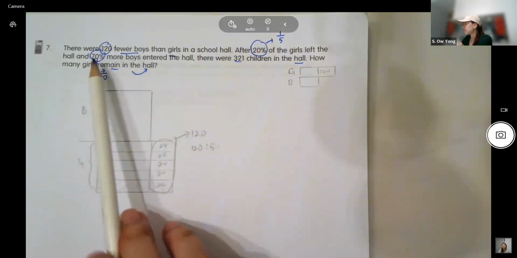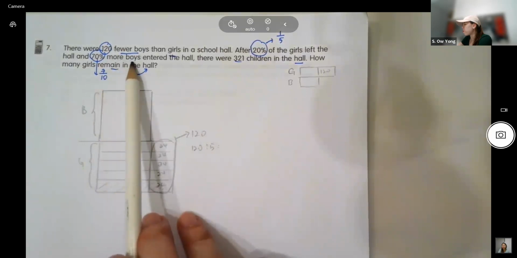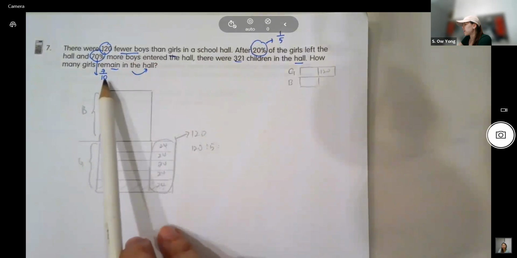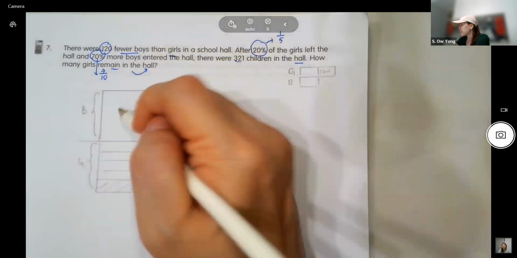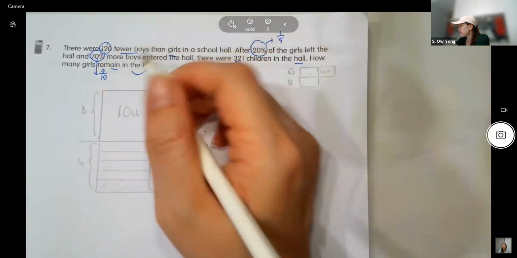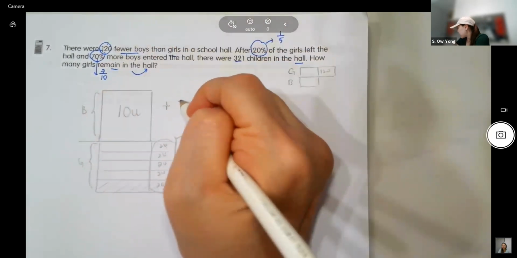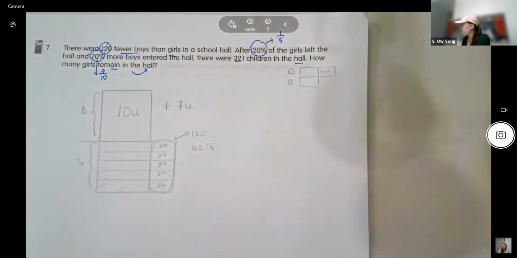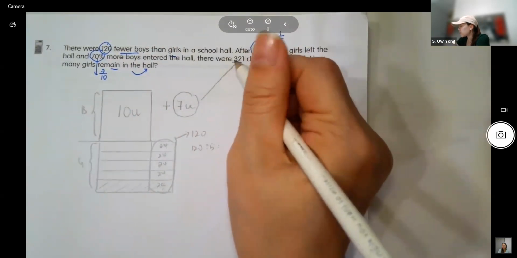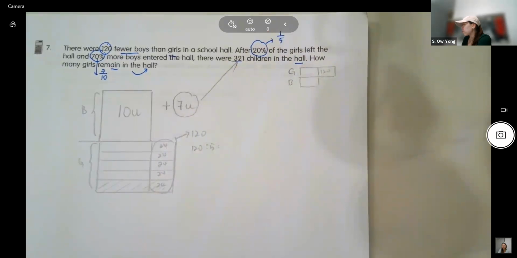Okay, but they say that 7 out of 10 more boys entered. That means originally you take it as you have 10 units here left. When 7 units more boys entered the hall, okay, there were 321 children. So these 7 units is included in this 321 children. So you take note.